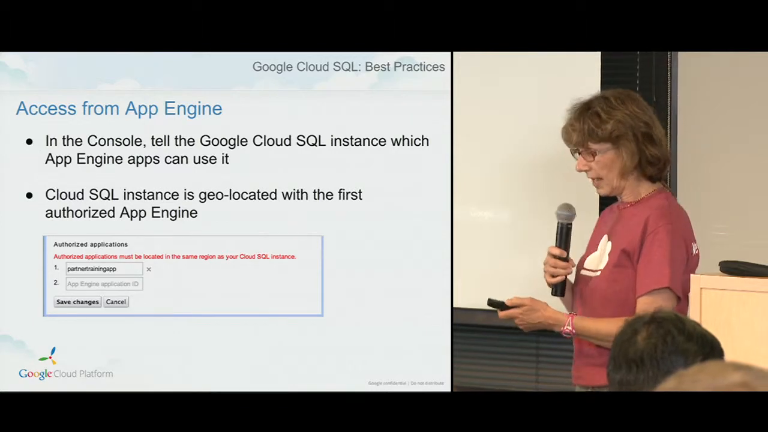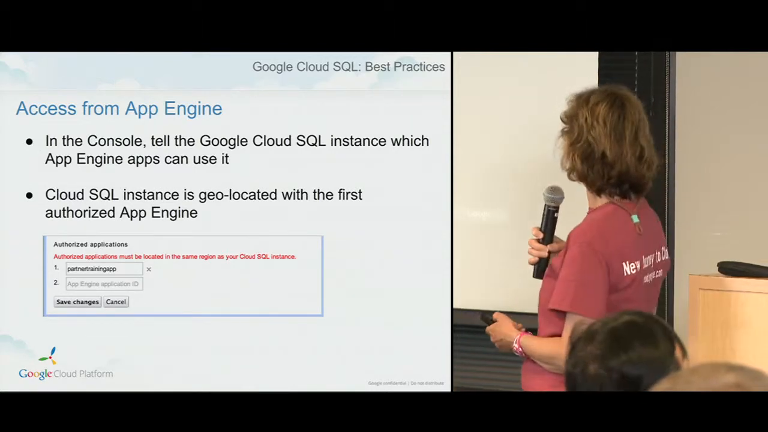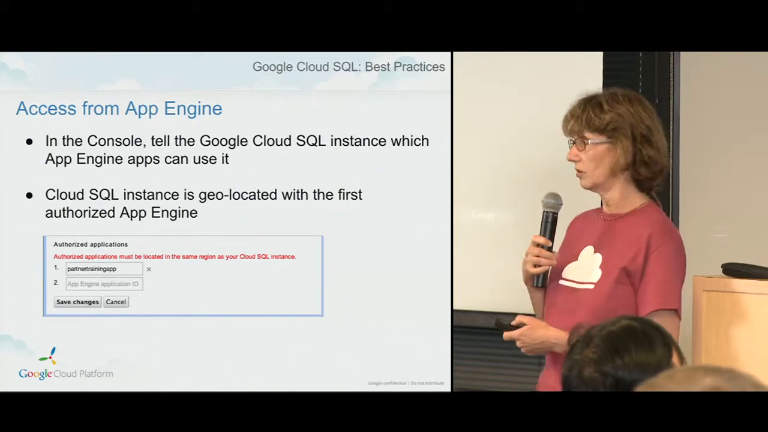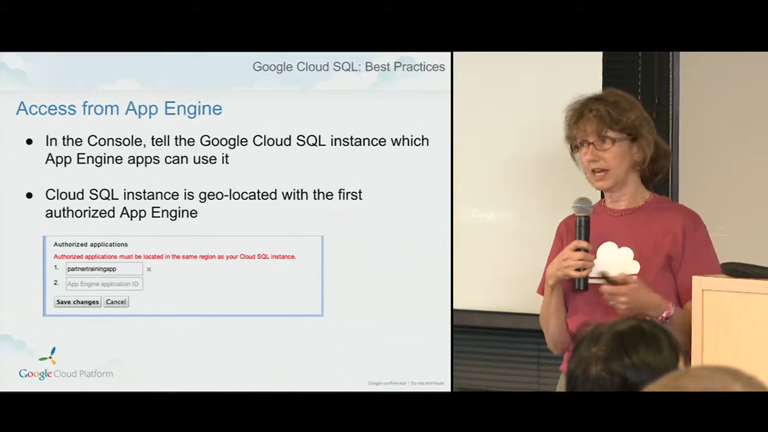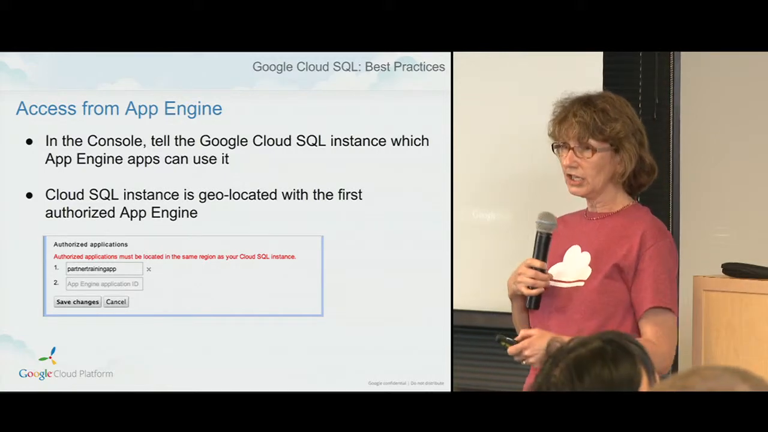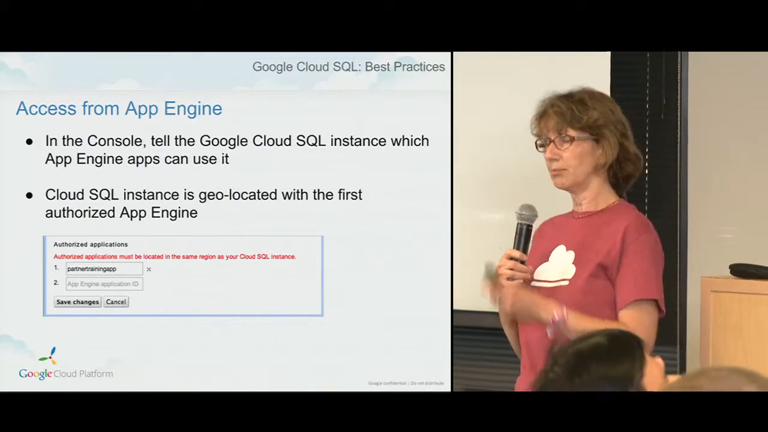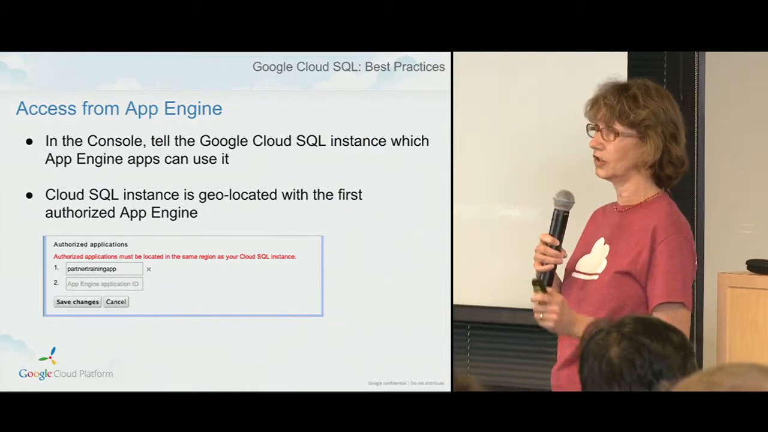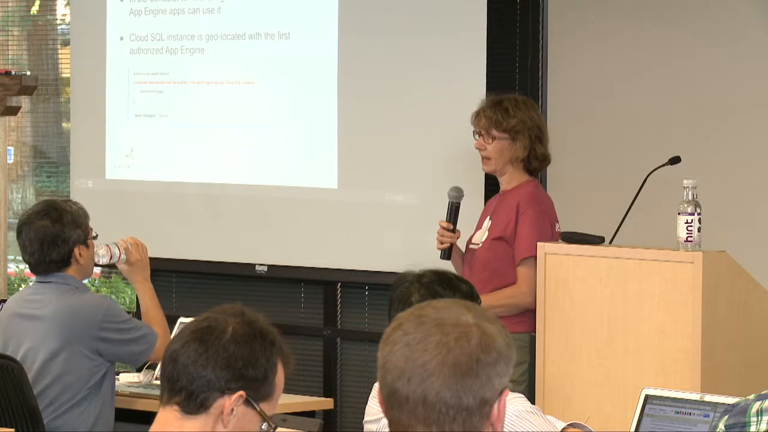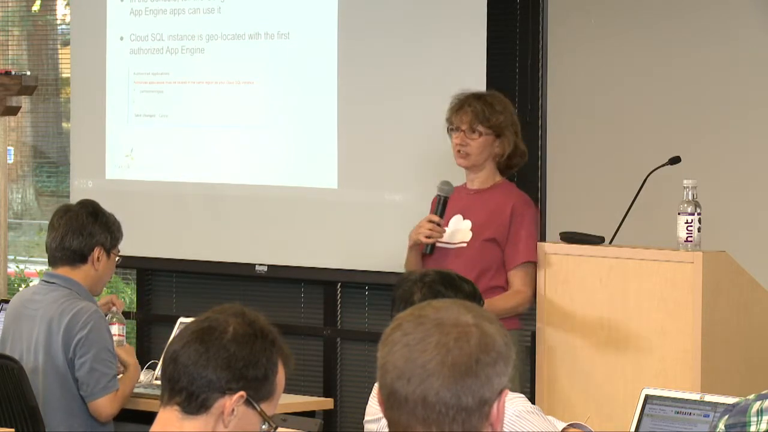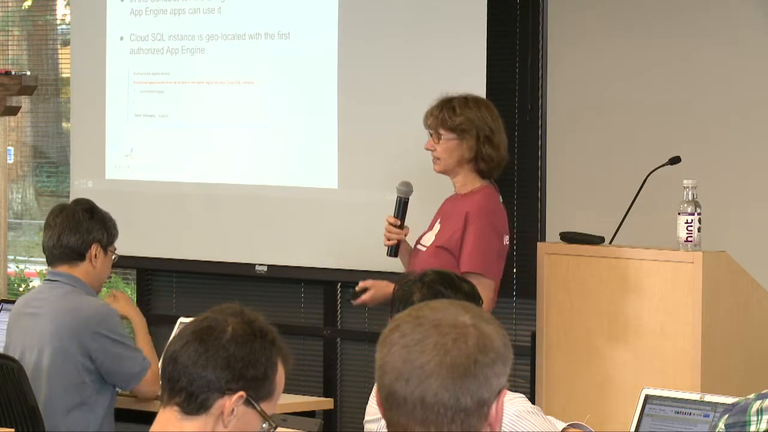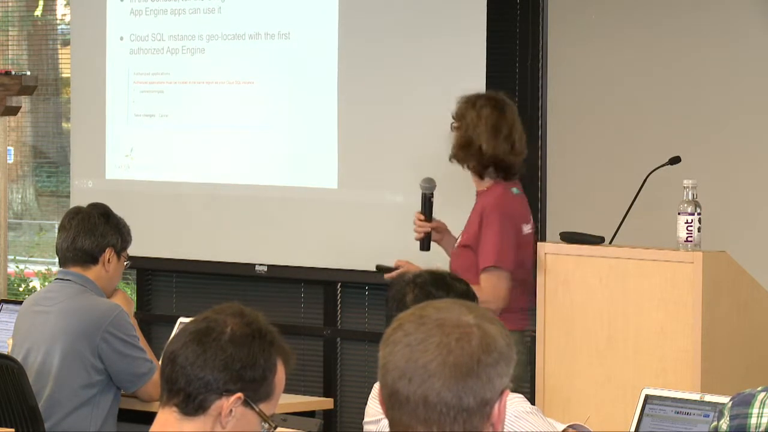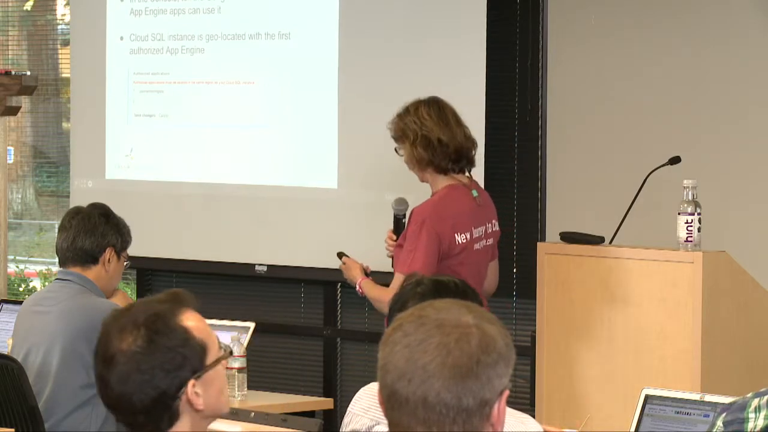So when you're accessing from App Engine, first of all, in your console, whether you're using the Cloud console or the API's console, you have to let the project where your Cloud SQL instance is know which App Engine applications are allowed to access it. So the first step is to go into the console and to authorize your App Engine applications.